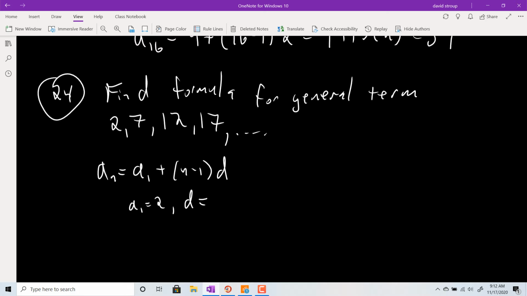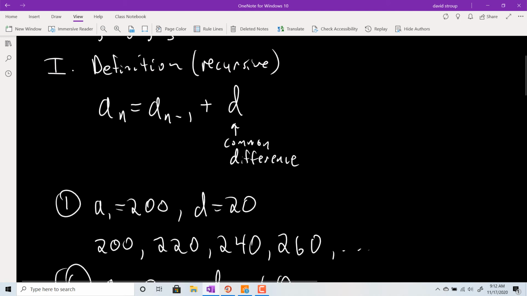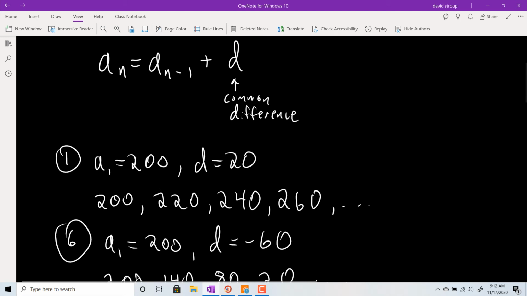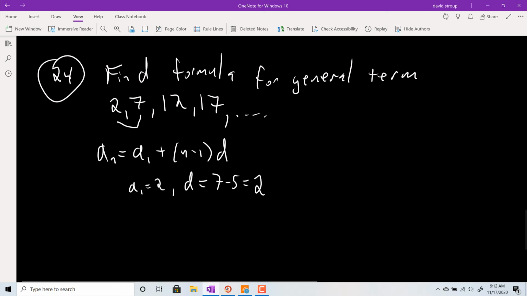And all I have to do to get the d value is just take the difference of two terms. So 7 minus 5. You always go like a sub 2 minus a sub 1, not a sub 1 minus a sub 2. Okay. So this will be 2. So maybe I should define that somewhere. This common d value, this difference, will be something like a sub n minus a sub n minus 1. Okay. Anyways, let's plug this material in.